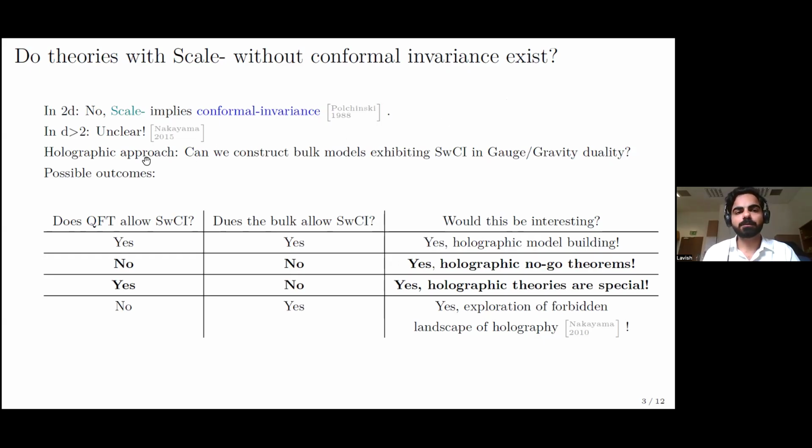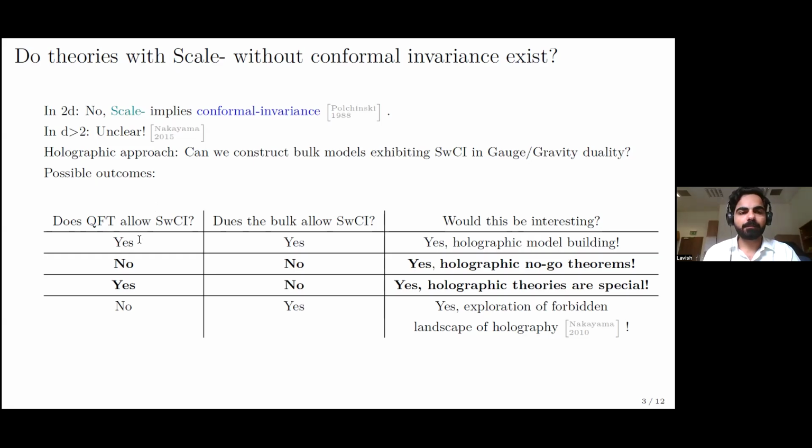That's why we resort to the holographic approach, where we try to construct such bulk models which exhibit scale without conformal invariant isometry group, and we try to get insights for the boundary quantum field theories following the gauge gravity duality. I would like to argue that each outcome of studying this problem is interesting. So let me go through the table once.